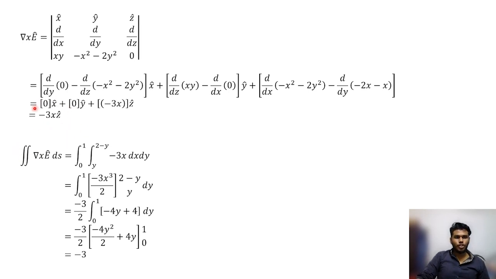Next, we're going to substitute this value into Stokes' theorem. So now that we have substituted the value -3x, we have to expand dS into dx dy. Now that we have expanded into dx dy, we have to put the limit of x first. The limit of x is from y to 2 minus y, and the limit of y is from 0 to 1. By solving this double integration, we get a final answer of -3.